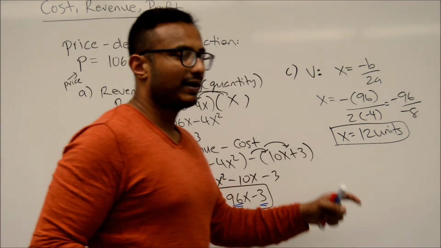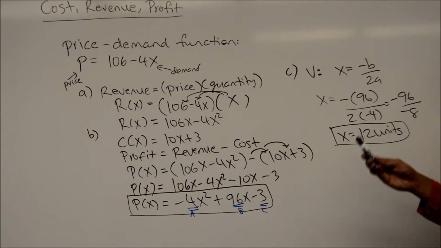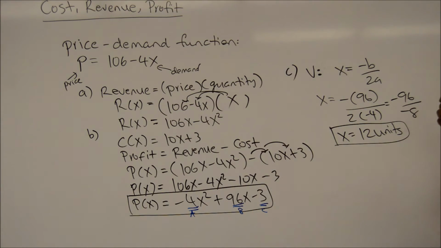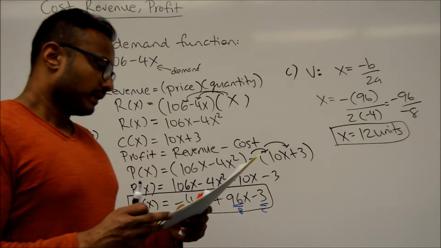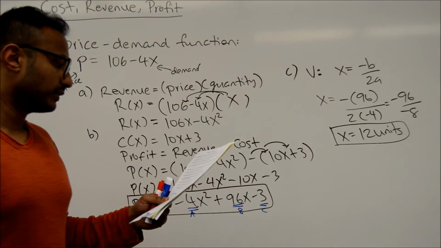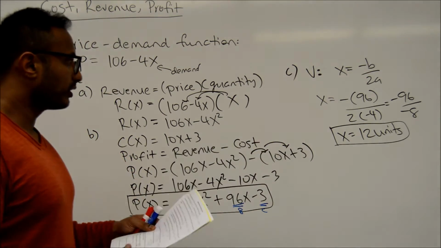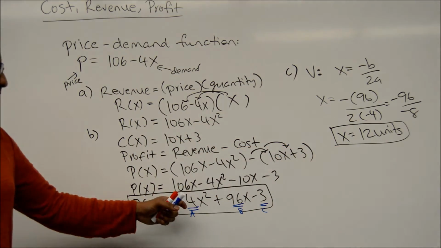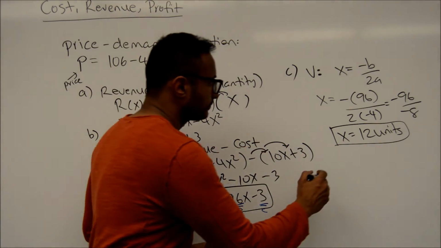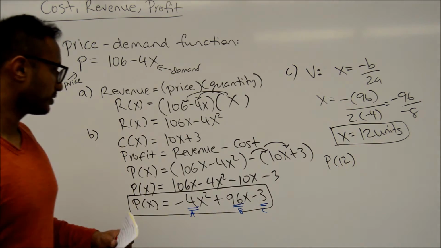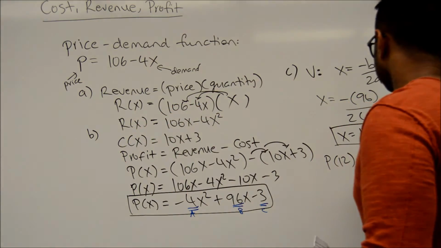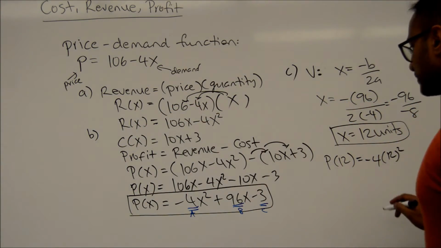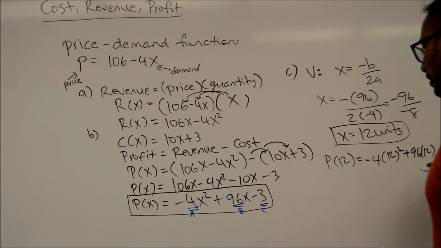Now keep in mind, you have to remember what each variable represents. x represents the demand or the quantity of units that are sold. So the company has to sell 12 units in order to maximize their profit. Okay, now the next part of this question says, what is the maximum profit? Well, if we know that x is 12, we can plug it in to get profit. So P of 12, the profit when 12 units are sold, is equal to negative 4 times 12 squared plus 96 times 12 minus 3.